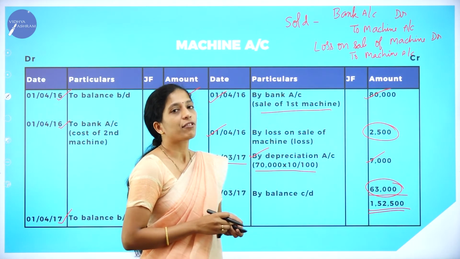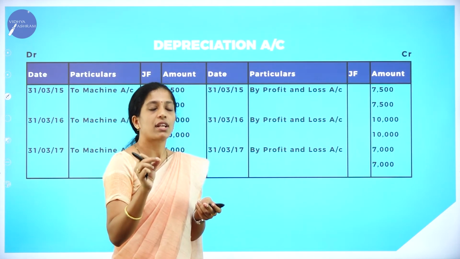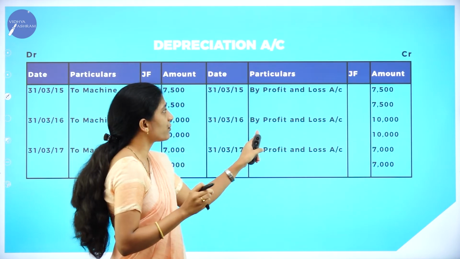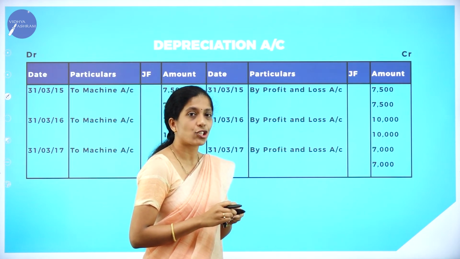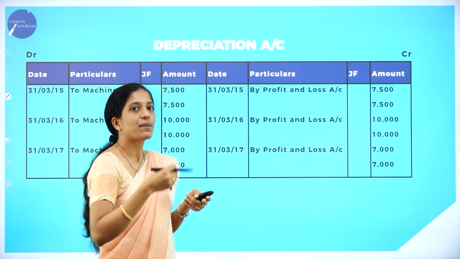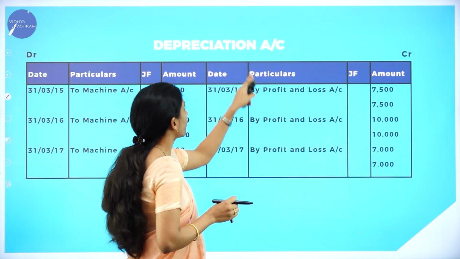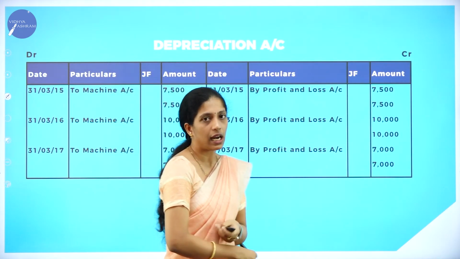Now, we have to prepare what? Depreciation account. So, in each and every year, we have written the depreciation. So, that amount has to be transferred to depreciation account. So, what is the entry for charging depreciation? Depreciation account debit to machine account, and that depreciation has to be transferred to profit and loss account. Your entry will be profit and loss account debit to depreciation account. I have already told you the entries.